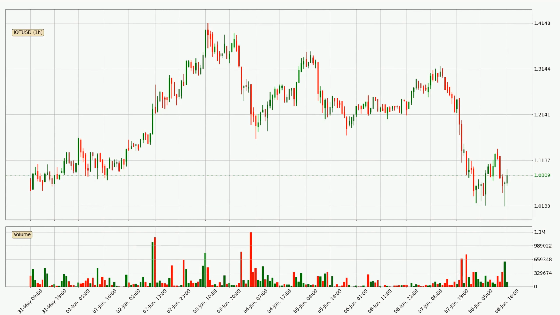Today, find out how the price of IOTA has changed and what the technical indicators SMA, EMA and stochastic RSI show. If you are unfamiliar with the indicators, check out the explanation videos below.